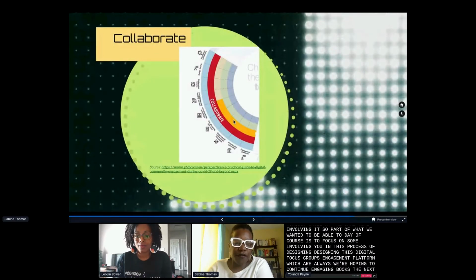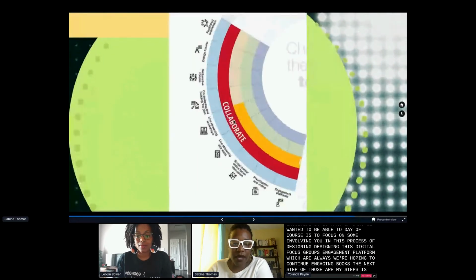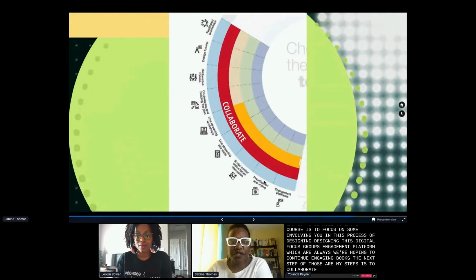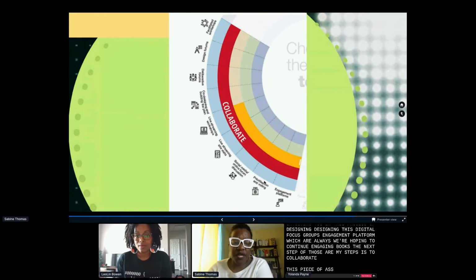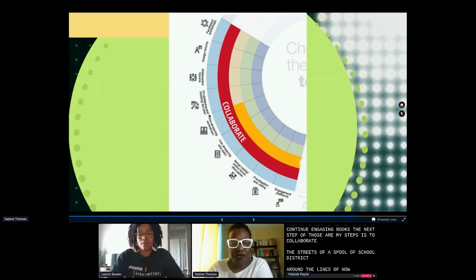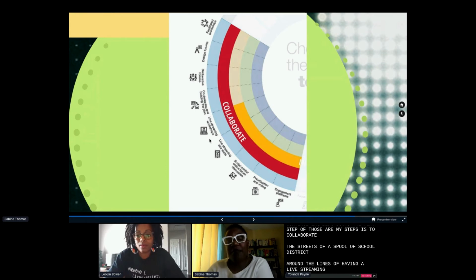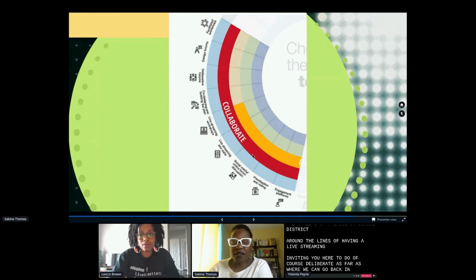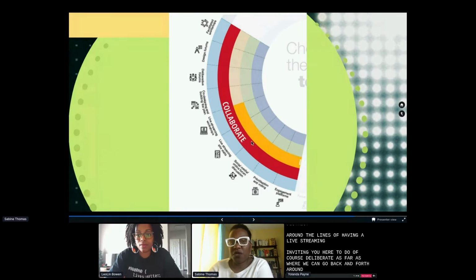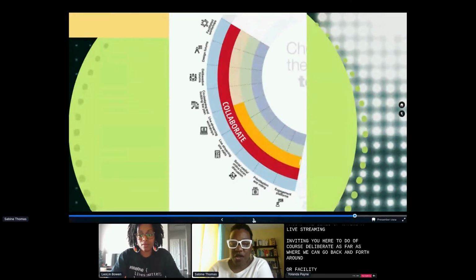The next step of those 5 steps is to collaborate. Collaboration means being able to understand what specific organizations are working through in the space of a school or school district, really understand the reality of what is happening in that particular school district. And that may be along the lines of having a live streaming workshop, co-designing and building the plan, which is exactly what we're inviting you here to do. Of course, deliberative forums where we can go back and forth around the usefulness of having a digital community engagement toolkit, and or facilitated workshops.